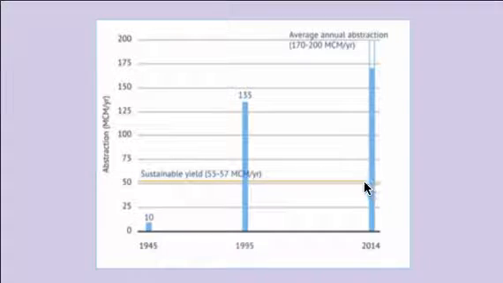As we can see here, the yellow line represents the sustainable yield, which means that it's the amount that can safely be taken from the aquifer and still have the natural process of recharge to continue to supply water. But even in the 1990s, the extraction rate of water coming out of the aquifer was way above the amount that can safely be taken out. And it's grown since then, as we can see on the graph.